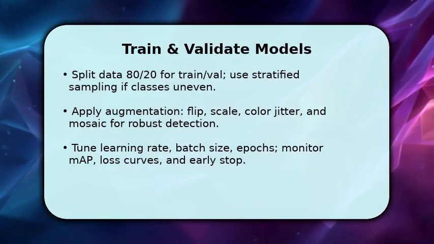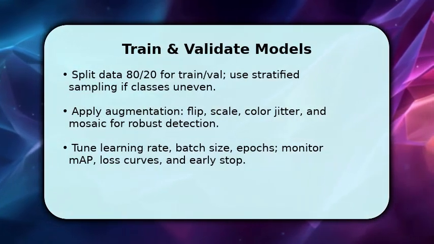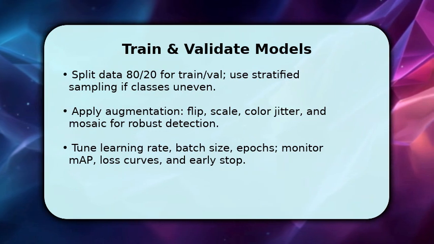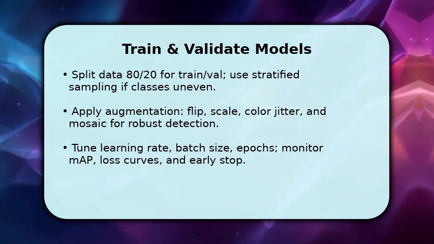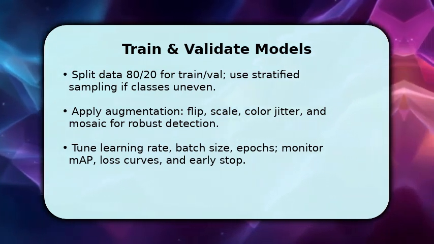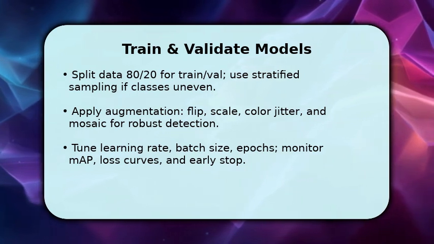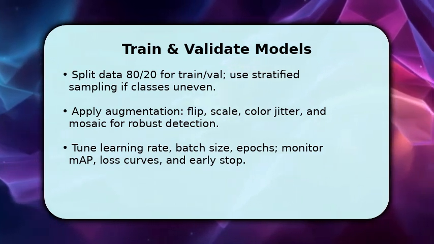You now focus on the middle, more complex steps, training and validation. Split your dataset 80/20 and ensure each class appears in both sets. Imbalance skews metrics. Use augmentation, flip, scale, color jitter, and mosaic to build robustness.